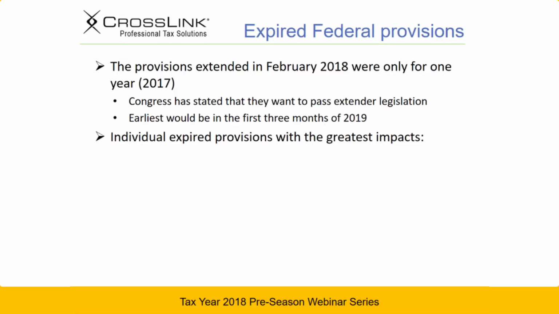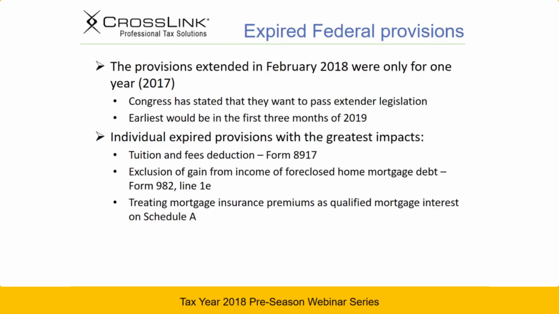Individual expired provisions with the greatest impacts to your tax-paying clients will include, first of all, the tuition and fees deduction, which is Form 8917; exclusion of gain from income of foreclosed home mortgage debt, which is found on Form 982, line 1e; and treating mortgage insurance premiums as qualified mortgage interest, which we do on the Schedule A.